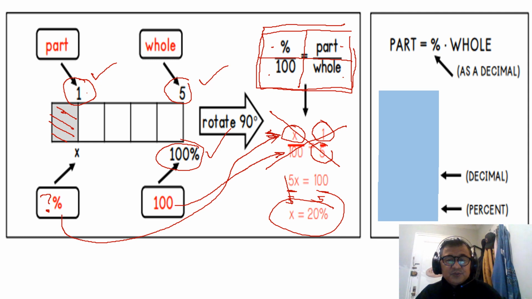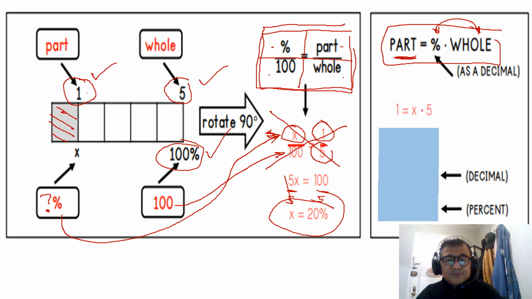The next thing you could do is the equation. Part is equal to percent times the whole. Okay, so I don't know the part. So the part is missing, and the whole is 5. And then I know that the part is 1 rather, and the missing value is the percent. What do I multiply by 5 to get 1? So what do I do?